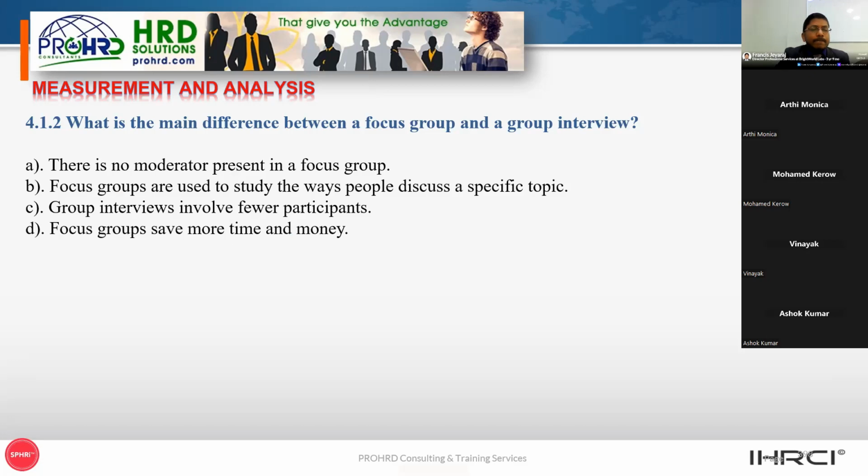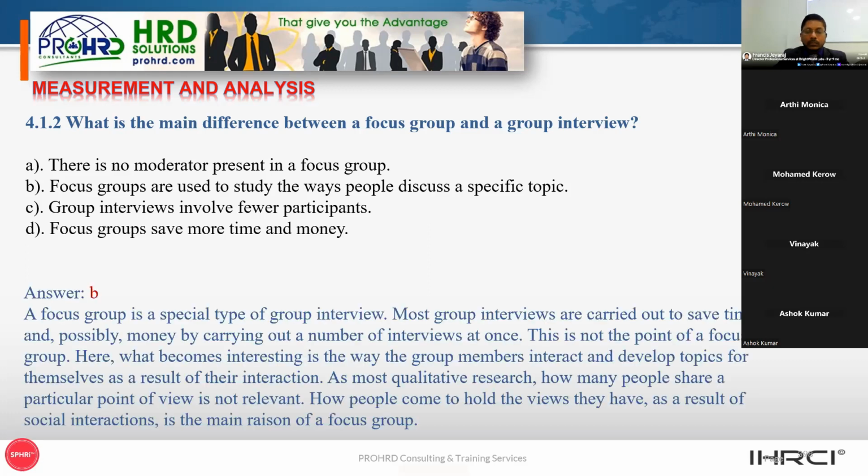Can you try to answer this question? What is the main difference between a focus group and a group interview? B is the right answer, correct.